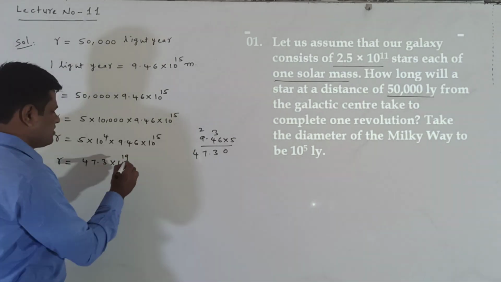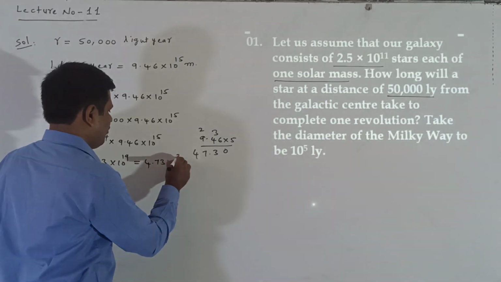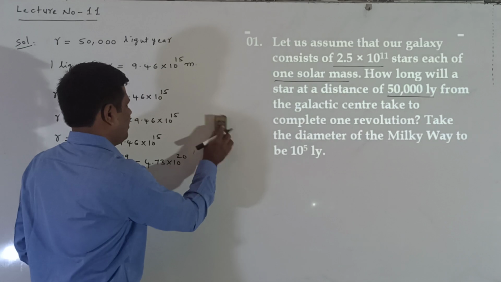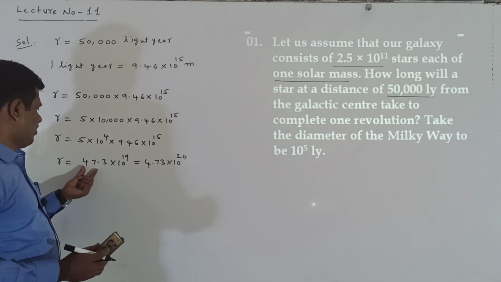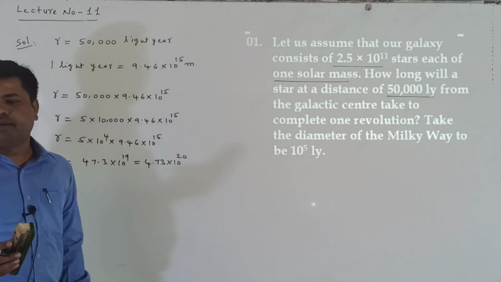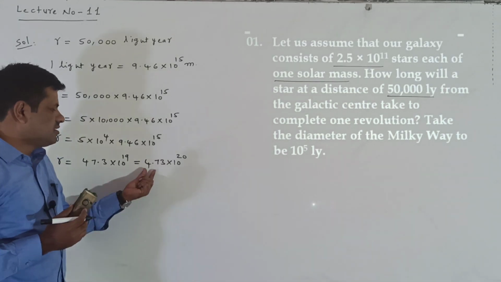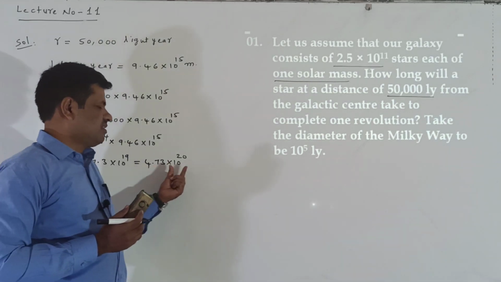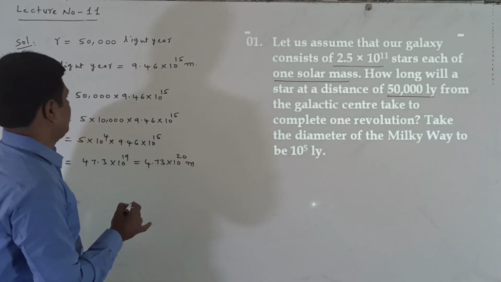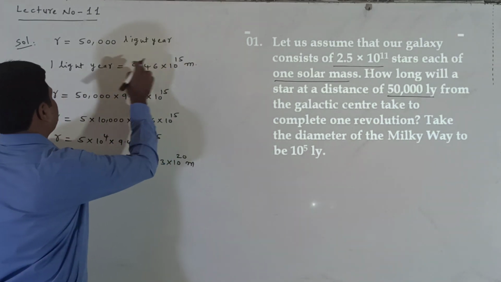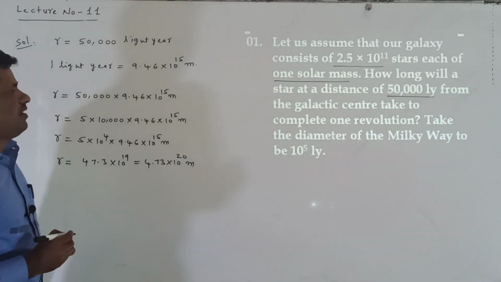I am changing this as 4.73 into 10 to the power of 20. I am changing the decimal point here. Here 47.3 into 10 power of 19 we are getting; I am changing it as 4.73 into 10 power of 20. Right, this is in meters, because 1 light year is equal to 9.46 into 10 power of 15 meters. So the total value comes in meters. This is the r value we are getting.